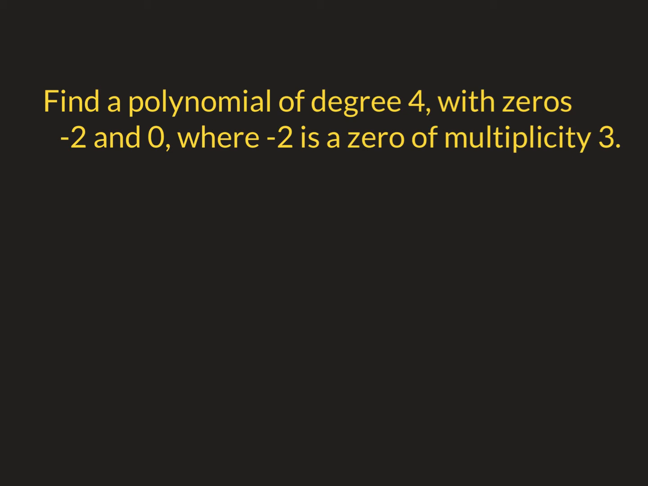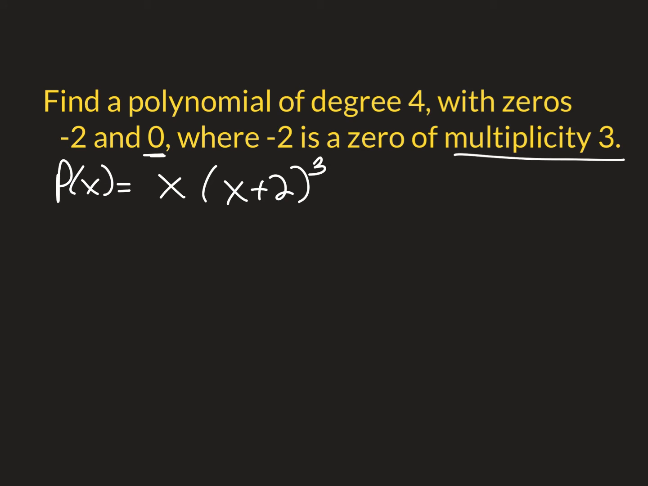Next one, polynomial of degree 4 with zeros negative 2 and 0, where negative 2 is a zero of multiplicity 3. Remember what that means? That means it happens three times. So let's write it out here. I have p of x equals x, that's the 0, just plain x, or x minus 0. Then I'm going to have x plus 2 cubed because it has multiplicity 3. We talked about multiplicity yesterday.